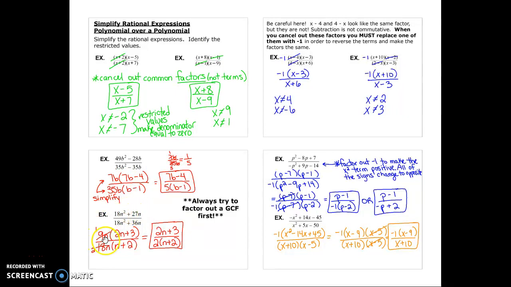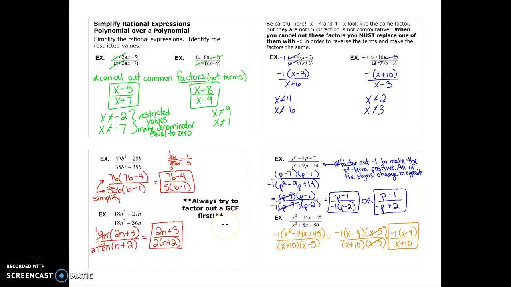So I have to find a GCF first from each set. 9n is your GCF. In the numerator, you're left with 2n plus 3. 18n is the GCF in the denominator. You're left with n plus 2. These factors are not the same. However, you can reduce those monomials out front. 9 divided by 18 reduces to a 1/2, and your n's completely cancel. So in the numerator, you're just left with a 2n plus 3. The denominator, you're left with a 2 out front and an n plus 2.